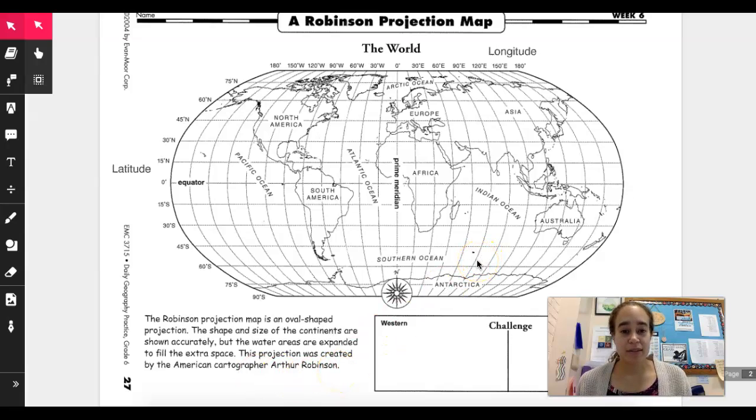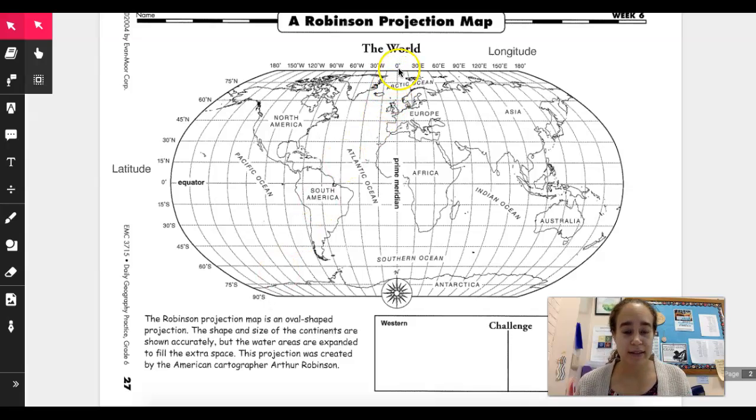On this Robinson projection map, you're going to see longitude and latitude lines. They are labeled. You have your latitude lines that measure how far north and south something is from the equator. So you have 0 degrees on the equator. And then for each line, it is labeled going up by 15 degrees every time for north. Also for south, these numbers increase by 15 degrees each time you go down for the lines going south.